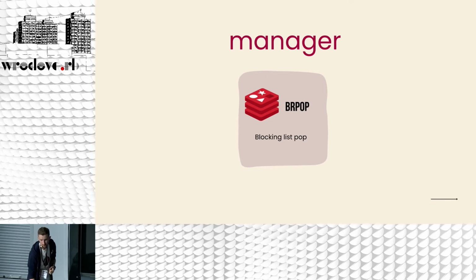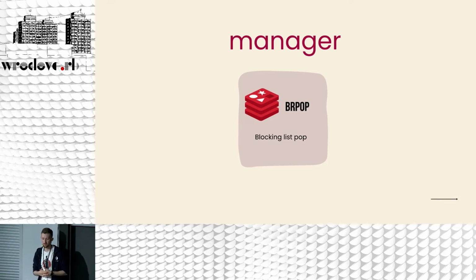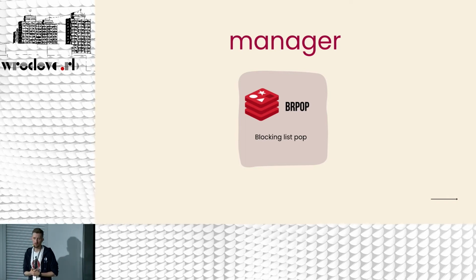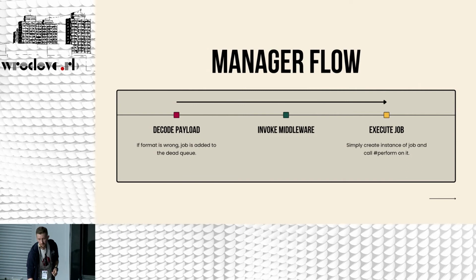Then the job is passed to the manager. The manager is using the Redis brpop command. It's simply a blocking list pop primitive. It takes the queues as the argument. Then it pulls the job from those queues and executes them. If there are no jobs in the given queue, it blocks the connection and waits for something to appear, and then it executes it.